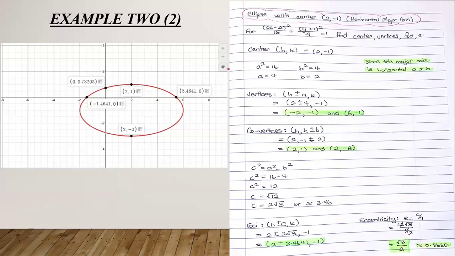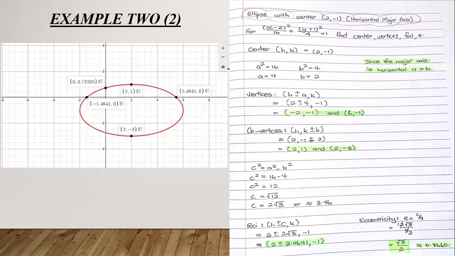All right, so the ellipse with center 2, negative 1, has a horizontal major axis. So the equation we're given is x minus 2 all squared divided by 16 plus y plus 1 all squared over 4 is equal to 1. So we have to find the center, the vertices, the foci, and eccentricity.